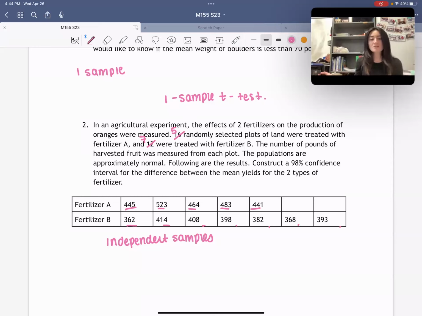So because there's no relationship between the plots of land that were treated with fertilizer A and the plots of land that were treated with fertilizer B, well, since there's no relationship between the two, that's another big hint that we have independent samples, okay?